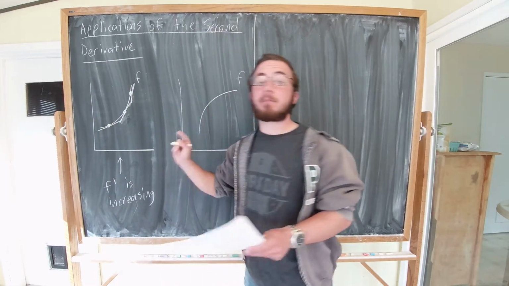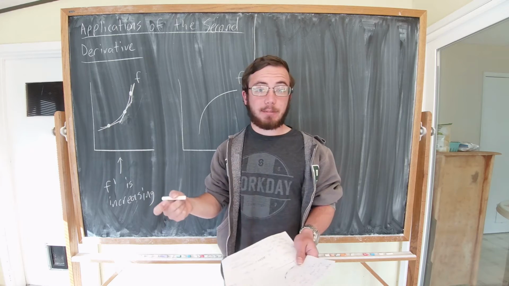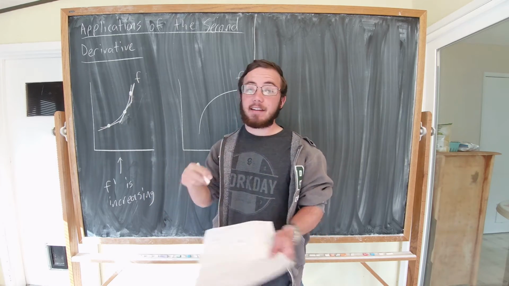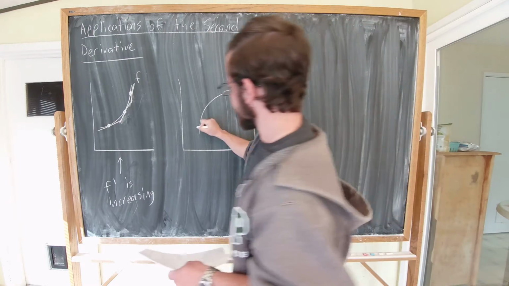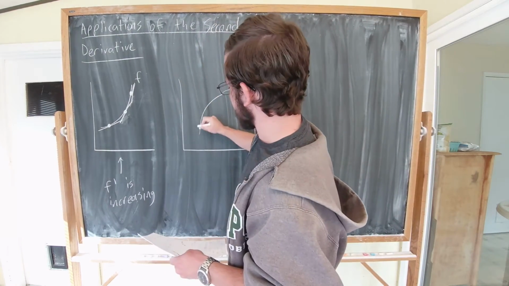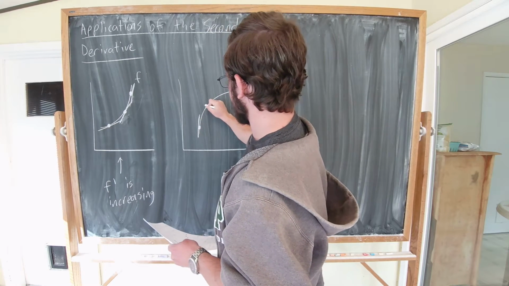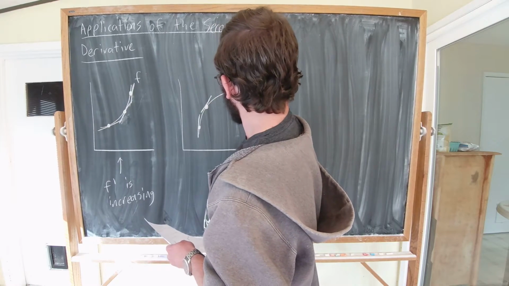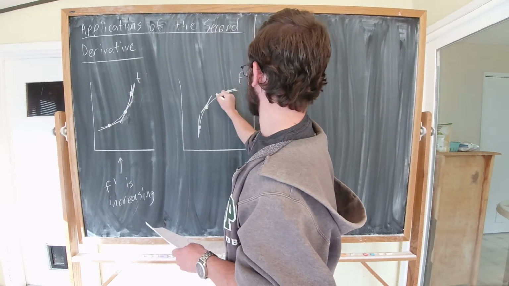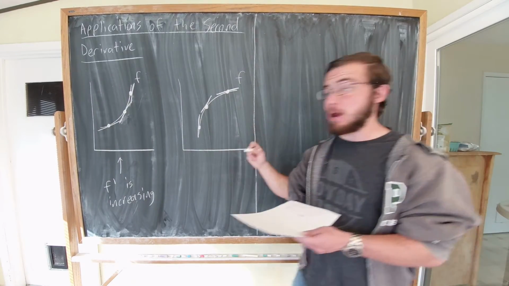Because the first derivative measures the slope of those tangent lines, so if the slope is getting steeper and steeper and steeper, it means that f prime is going up. But how about this one? The function is still increasing, but the tangent lines go from being very steep to less steep to actually kind of flat. It's the opposite of the first picture. In this case, f prime is decreasing.